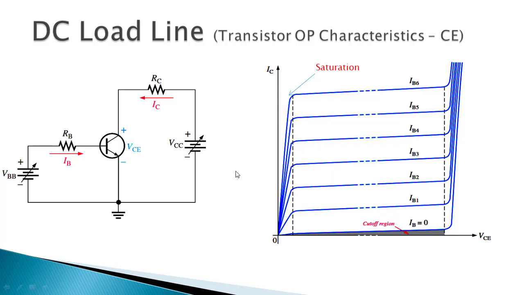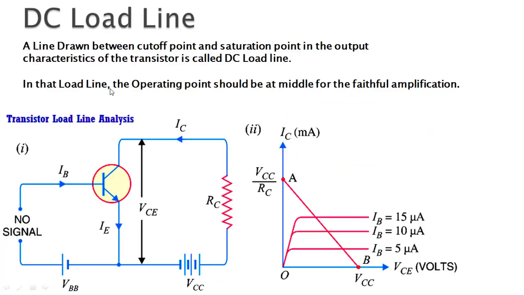In a single word, if the transistor is not conducting, then the values of IC and VCE are in the cutoff region. If the transistor is fully conducting, the values of IC and VCE are at the saturation point. So in this output characteristics we have two points, one is the cutoff point, another one is the saturation point. So what is the DC load line? A line drawn between the cutoff point and the saturation point in the output characteristics of a transistor is called the DC load line.